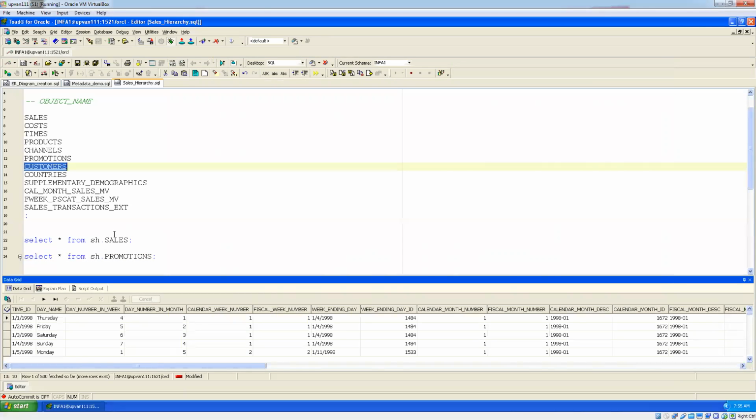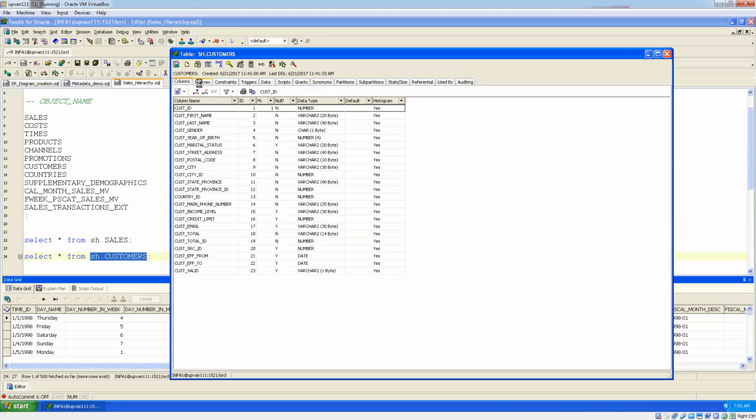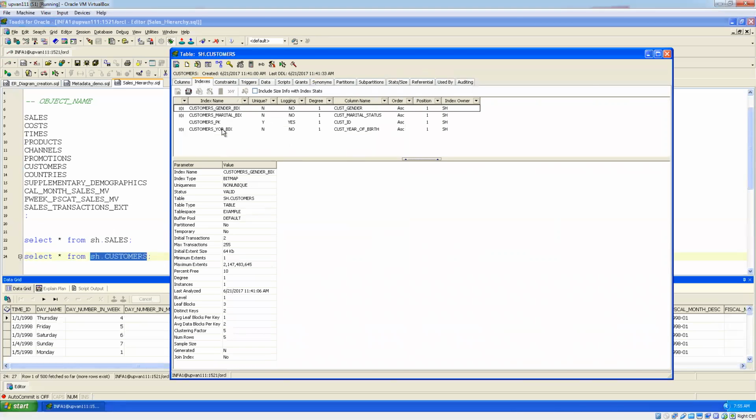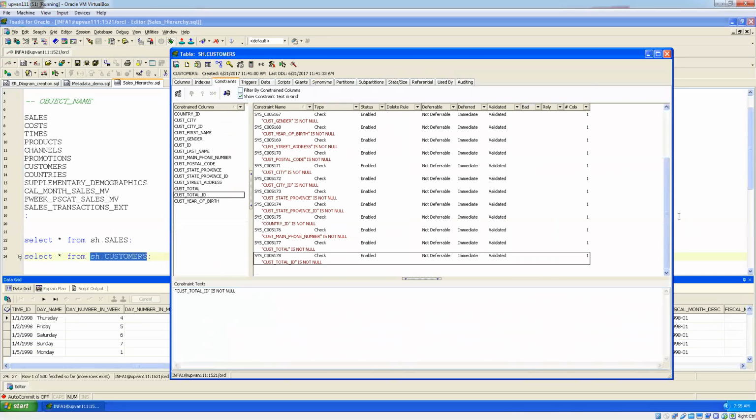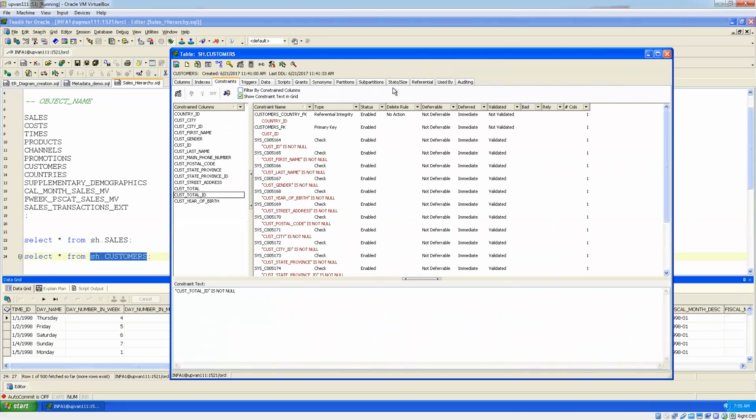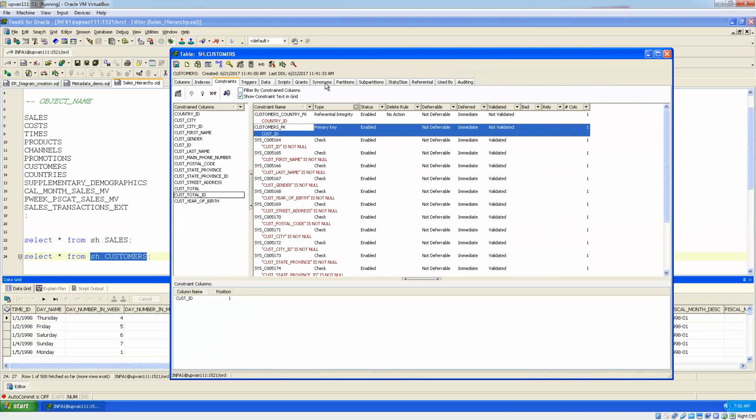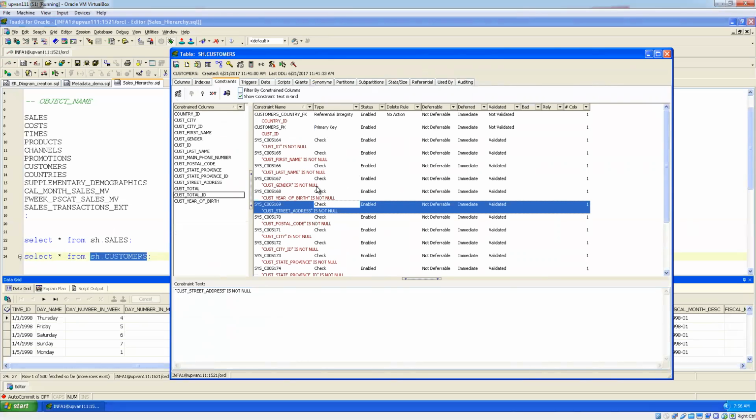So moving on. Let's see the customers table. What is the primary key of this table? Customer ID. Is there a foreign key in this table? Sujan, I want you to answer this one. What is the foreign key? No foreign key here. So only the primary key in the customers.